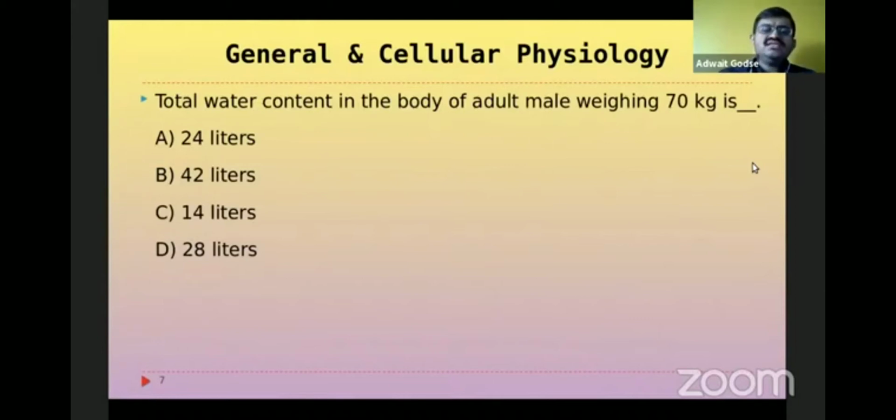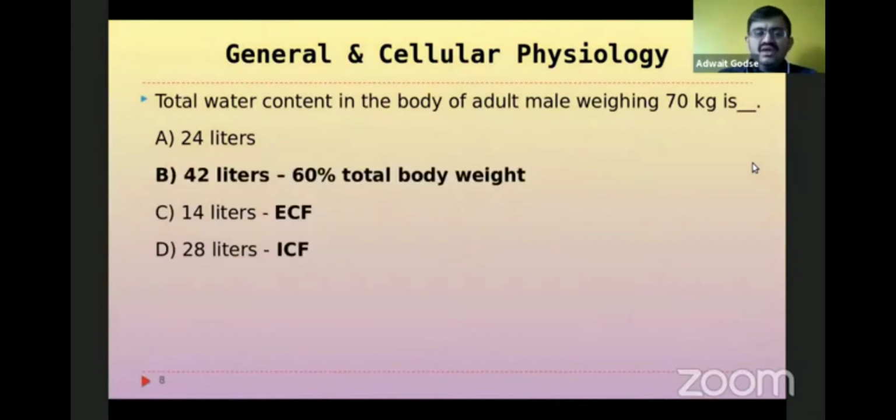Why? 60% of total body weight is water. So answer will be 42 liters. There are two other numbers which are important: 14 liters of ECF, extracellular fluid, and 28 liters of intracellular fluid. I hope this concept is clear to you. Let's move to the next multiple choice question.